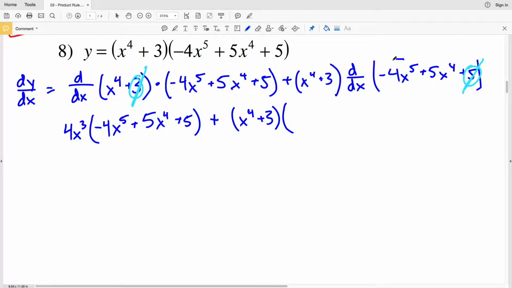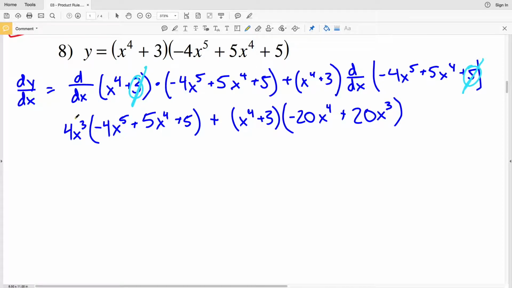So the derivative of negative 4x to the 5th is going to be negative 4 times 5 times x to the 5 minus 1, which is negative 20 times x to the 4th. And that's going to be added to the derivative of 5x to the 4th. 4 times 5 is 20. And then I'll have x to the 4 minus 1, which is x to the 3rd.